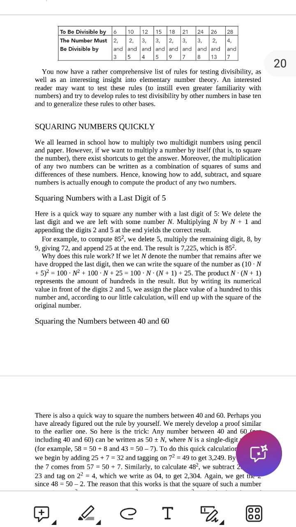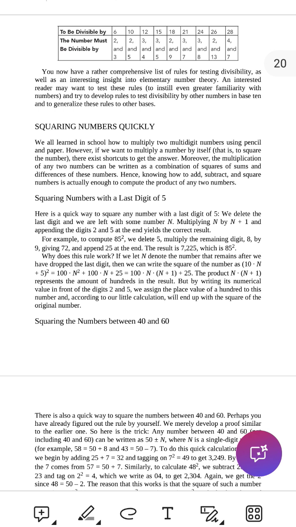How the trick works. Let's go through the steps using an example. Example, 85 squared. Step 1, remove the last digit, the 5. Take the number 85, remove the last digit 5, so you're left with 8. Step 2, multiply the remaining number by the next number. Take the number you have left, 8, and multiply it by the next number, which is 8 plus 1 equals 9. 8 times 9 equals 72.